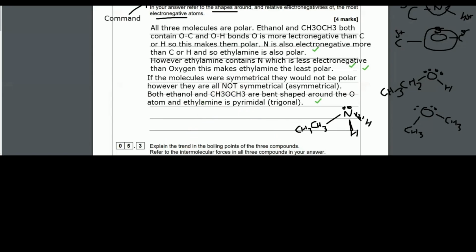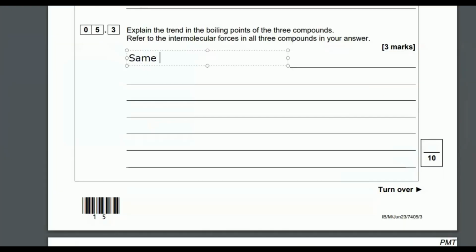Okay, last bit. So here we go. 5.3, explain the trend in boiling points of the three compounds. Refer to intermolecular forces in all three compounds. Do you remember they said that they have the same amount of electrons? So they don't give a mark for this on the mark scheme, which I find annoying, but same electrons, so same van der Waals forces.